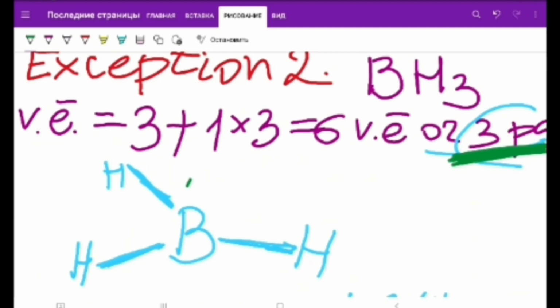What happens? On boron, we have 1 empty orbital. So there is 1 orbital for 1 electronic pair. We draw it like a square. This is also an exception. It's a violation of the octet rule. So this case is also called incomplete octets. Let's now review exception 3.